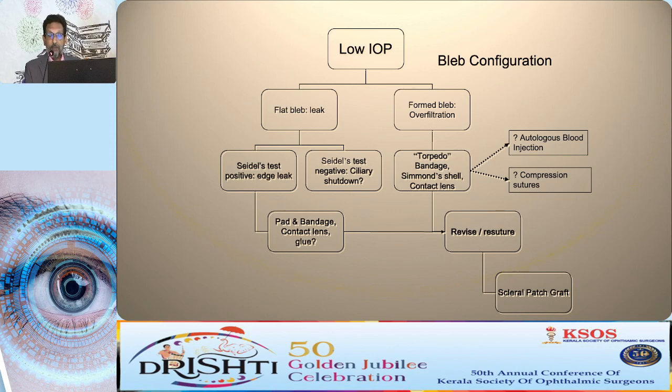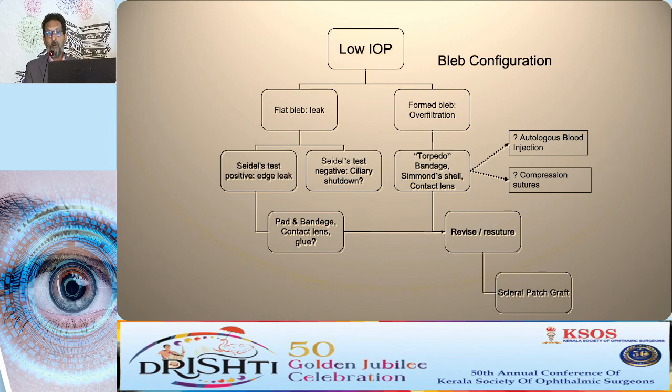And sometimes if you have a Seidel's test negative, but still low IOP and a flat bleb, then you have to assume ciliary shutdown. Now, if we go on to the other side of that, you have a formed bleb with low IOP. That indicates that it's overfiltering. And you can try and stop the overfiltering by encouraging a little bit of scleral flap healing with pressure over the bleb. And you can do that pressure with a so-called torpedo bandage.